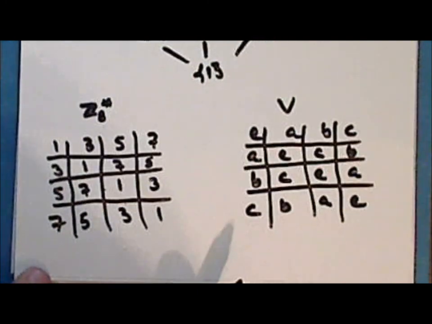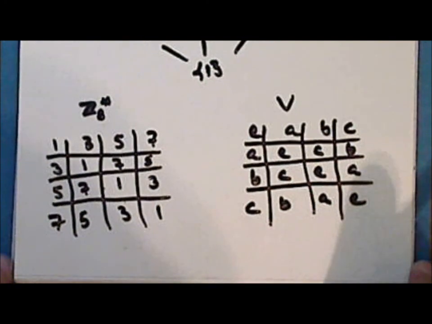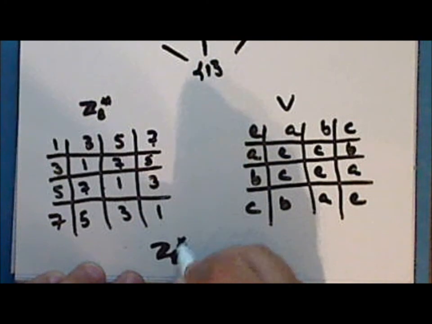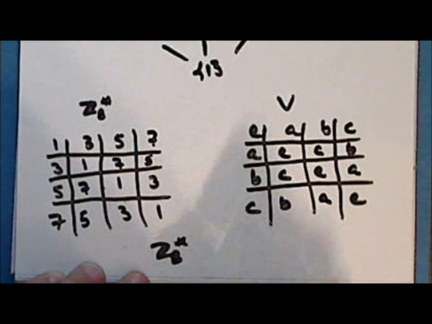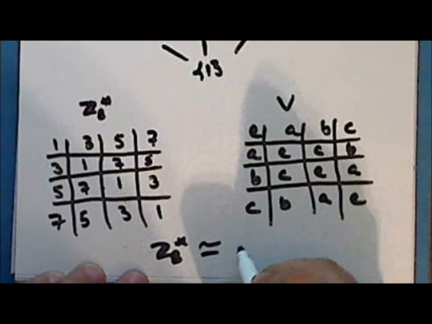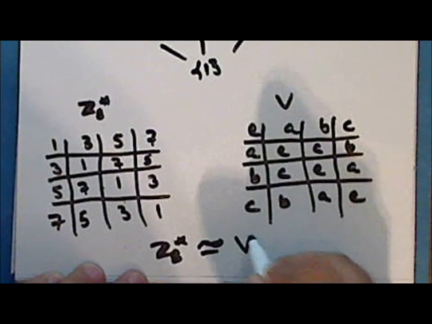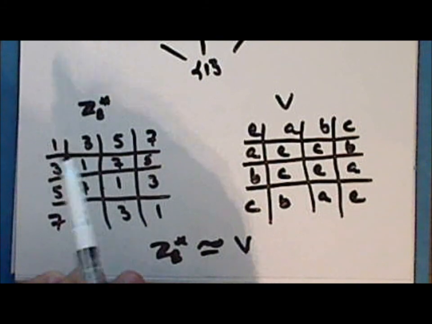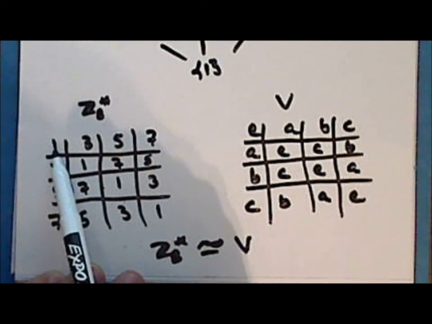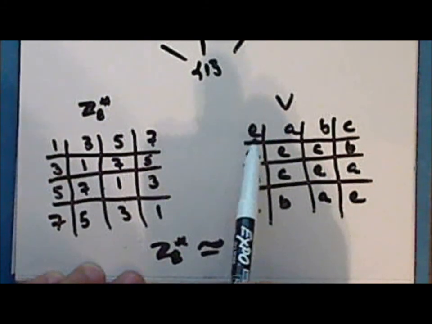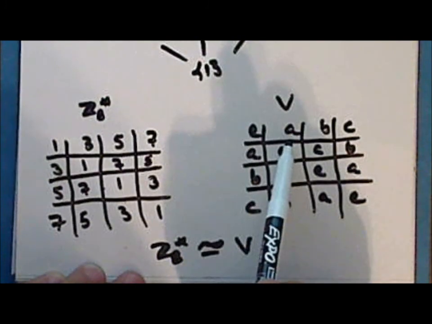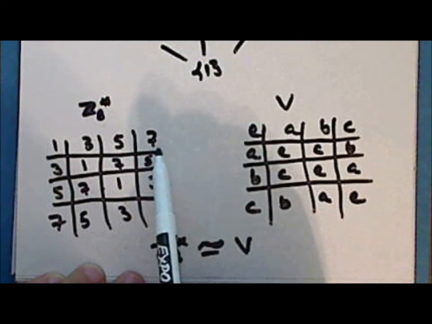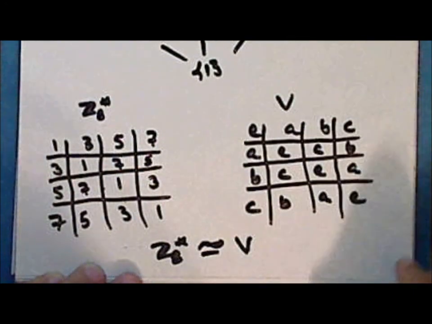So notice that the Cayley tables for the two groups are identical, and so the group of deleted integers modulo 8 under multiplication modulo 8 is isomorphic to the Klein four-group, and an explicit isomorphism is a bijection mapping the element 1 onto the identity element E, 3 onto the element A, 5 onto the element B, and 7 onto the element C.